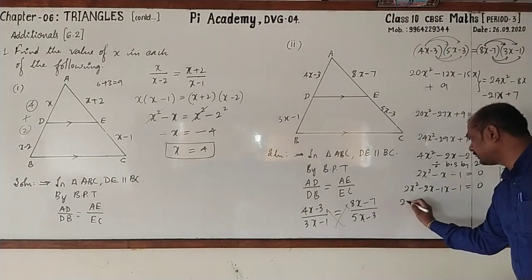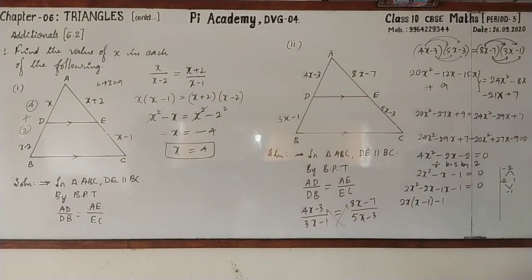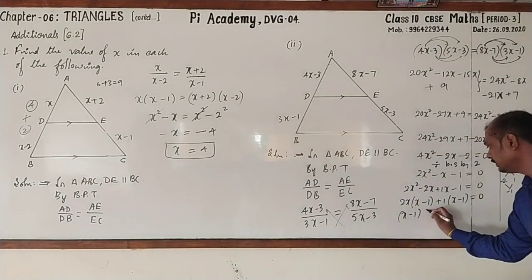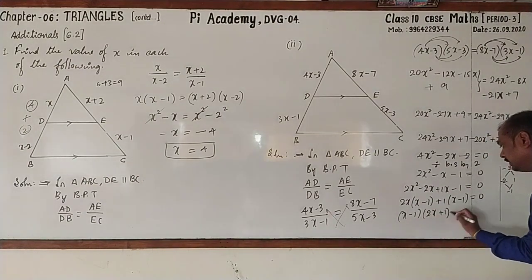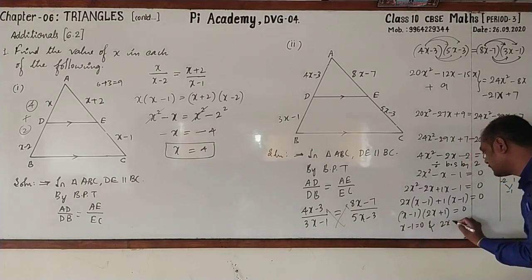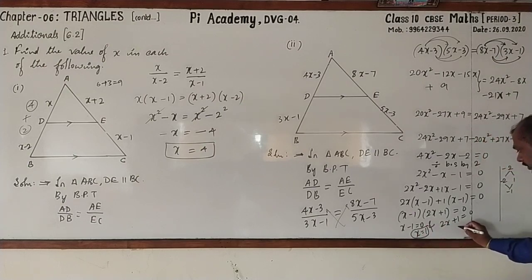Then here take out common factor. 2x is common factor, x minus 1. Here minus 1 is common factor. Sorry, this is plus. Now, it is plus 1 is common factor, remaining x minus 1 is equal to 0. X minus 1 is common factor into remaining 2x plus 1 equal to 0. Then x minus 1 equal to 0 and 2x plus 1 equal to 0. X equal to 1. Here x equal to minus 1 by 2.